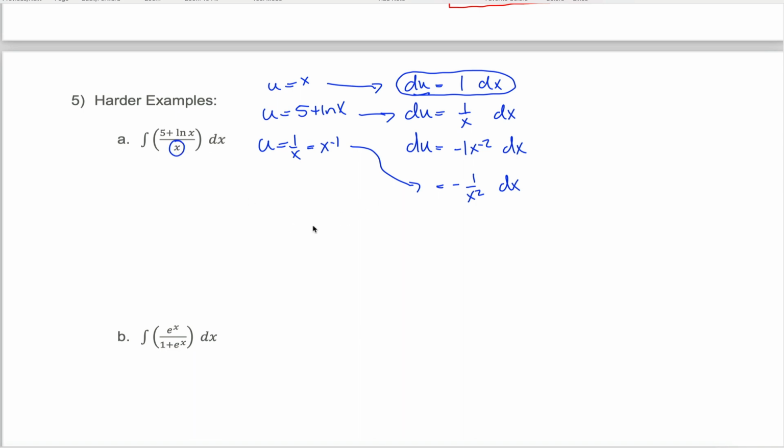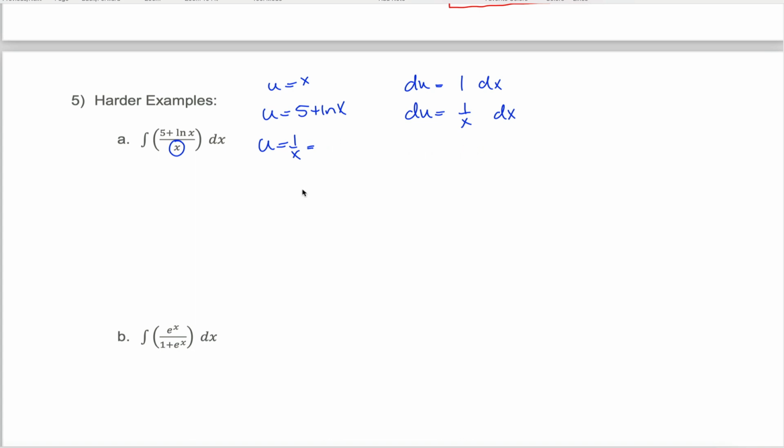I have this 1 over x because the x is down in the denominator, and this dx. So there's not an exact science for, in this case you always choose this, and in this case you always choose this. But if you consider the different options for u and the corresponding du's, maybe you can convince yourself that the best option for u in this case is to make u equal to 5 plus the natural log of x.